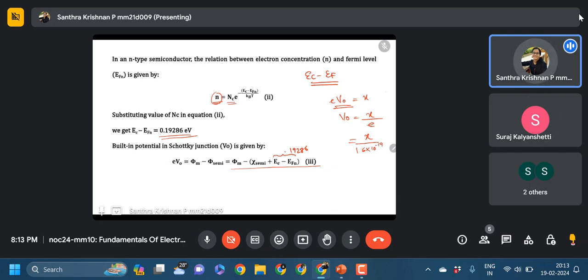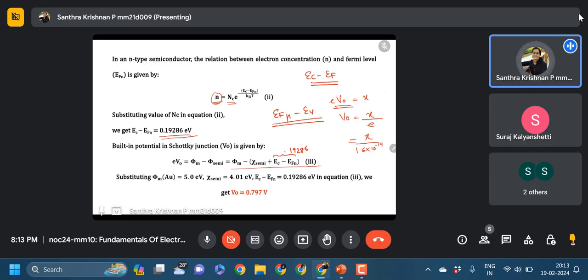One thing to remember here is that for a normal PN junction, a direct equation can be used. Only in case of Schottky do we have to calculate EC minus EFN. It is not only for Schottky, but for ohmic or anything. Depending on the figure you have drawn, it might be EC minus EFN, or if it's a P type, EFP minus EV might be the case. So accordingly, you'll have to change. So finally, you will get your V0 value.